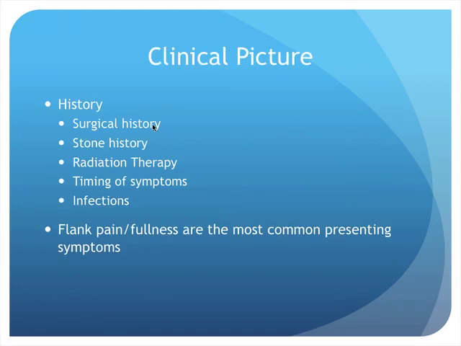So, seeing a patient who you suspect a ureteric stricture, typically you want to get a surgical history of stone impaction, and stone treatment. Also a history of any radiation, the timing of symptoms, perhaps during a diuresis or after drinking a lot of water. Also history of infections or any inflammatory diseases as well. Typically patients who do present with symptoms have flank pain or fullness, and these are sort of the most common presenting symptoms. They can also present asymptomatic with an elevated creatinine and hydronephrosis.